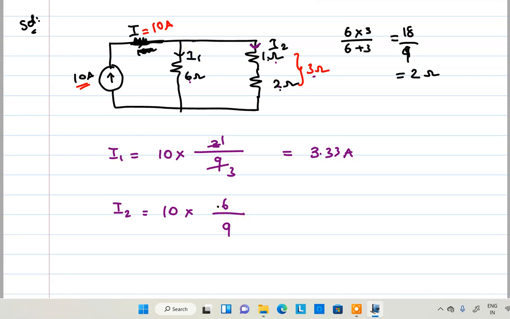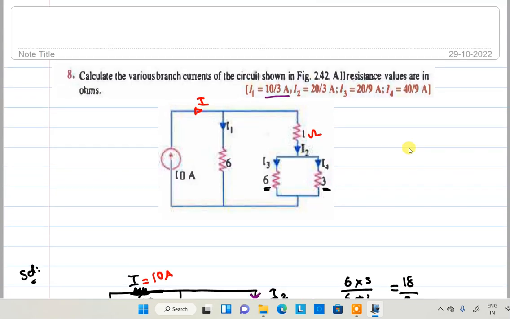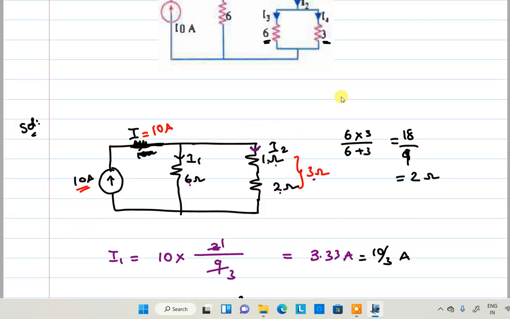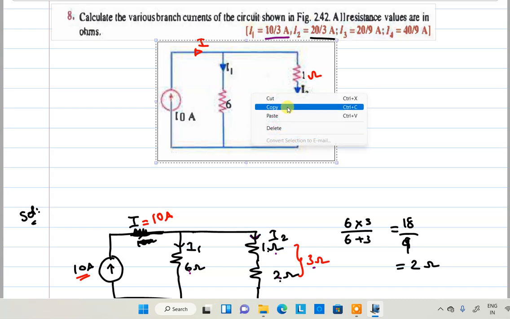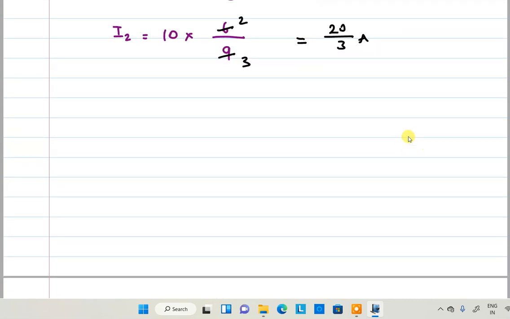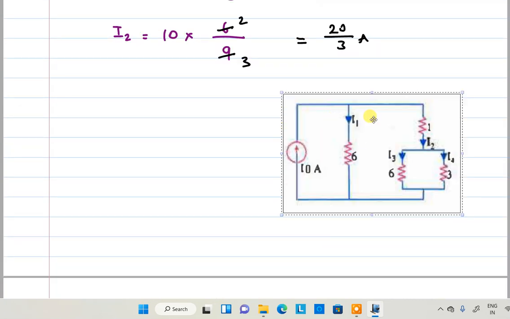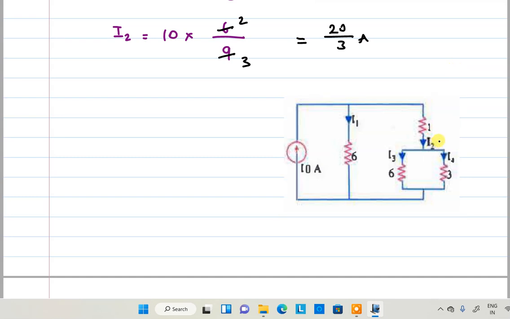So 2 times, 3 times, 2 by 3, that is equal to 20 by 3 amperes is the current. So here in the problem, 10 by 3 amperes is this current, and 20 by 3 amperes is this current. Look at here, 20 by 3 amperes. Done. What about the remaining 2 currents you need to find out? Carefully listen. Here I am going to explain. What is the I2 current now?